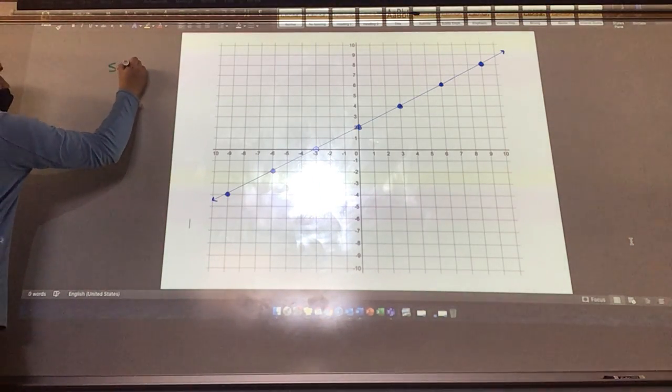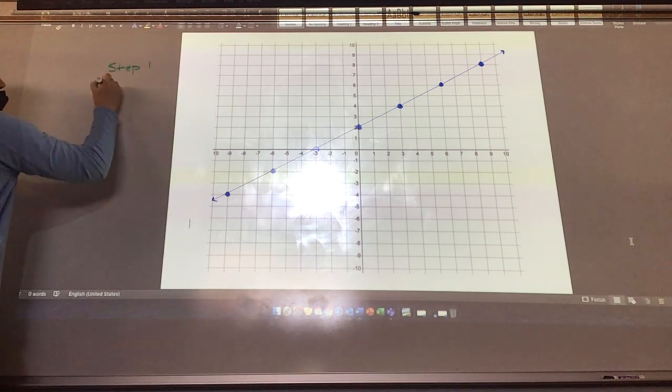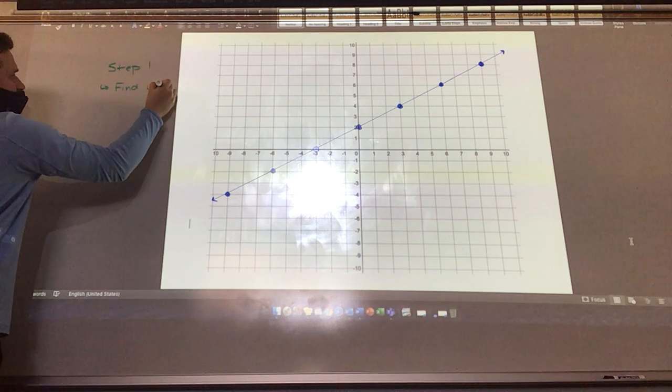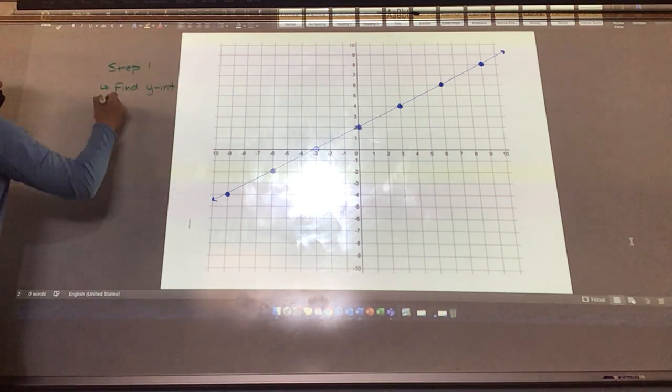Put this on the side somewhere. Step 1, find y-intercept. So find the y-int.